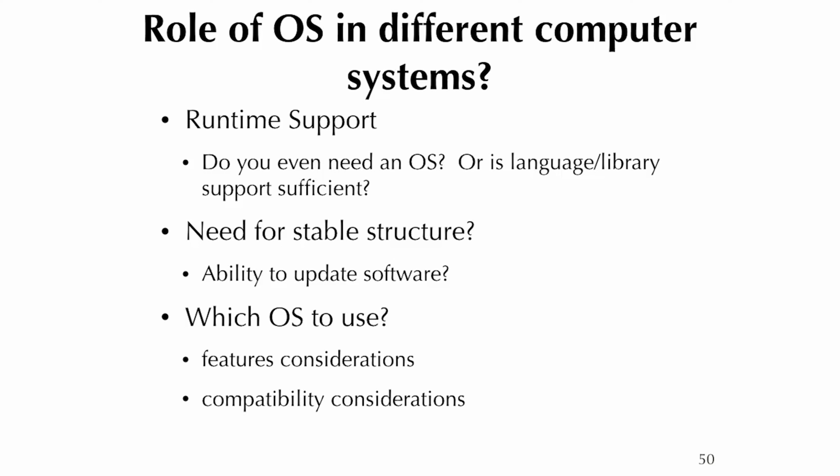So the role of OS in different computer systems comes back to runtime support. You don't necessarily just design the system once. You want to be able to evolve over time. You want the code to be maintainable, to add features and fix bugs over time. Having a stable structure is nice, because if you have to replace your hardware, change to a different processor, or add a new feature, you wouldn't have to rewrite your code, which you would have to do if you had to touch the hardware directly. So that abstraction is nice. Stable structure is nice, right? And so depending on what you're doing this for, there are feature considerations and compatibility considerations.